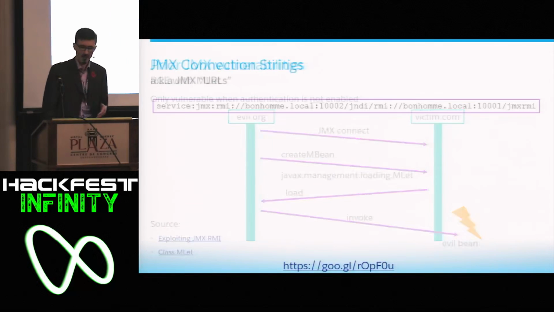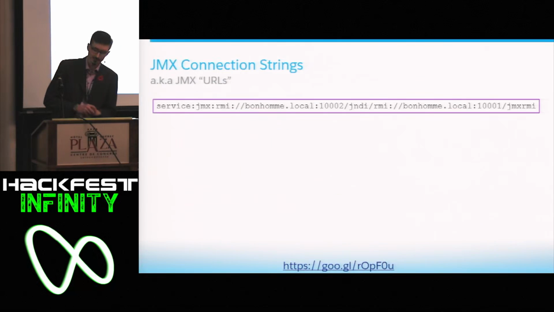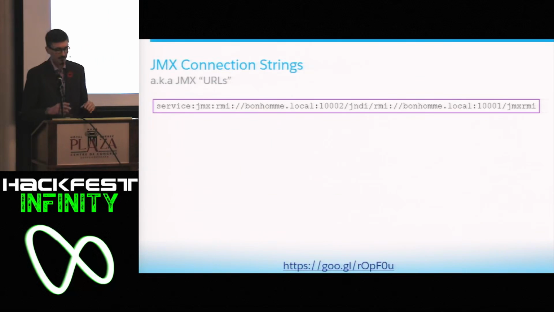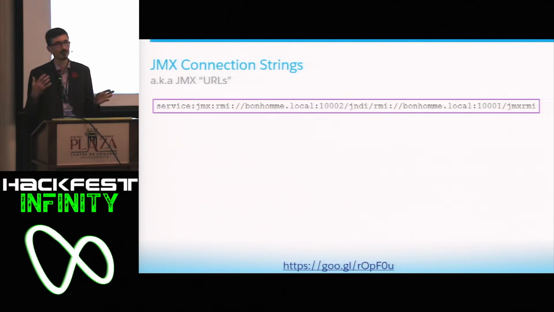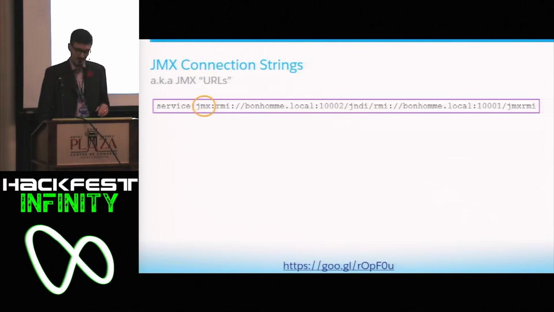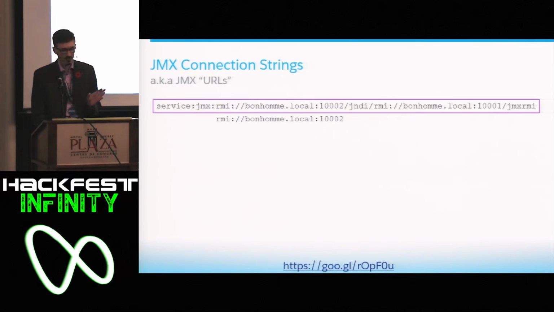So going back to my new vulnerability now. A client needs to connect to a server, so the client needs to know some kind of address, right? We call these JMX connection strings or JMX URLs, and it looks like this. So two things: there is a JMX part, followed by an RMI URL. That's our JMX endpoint.